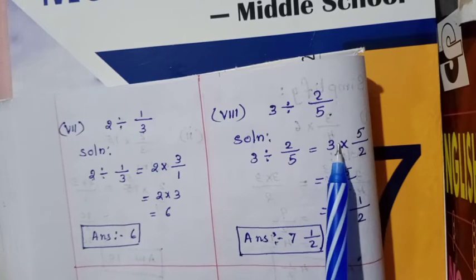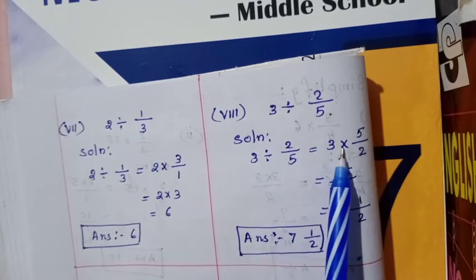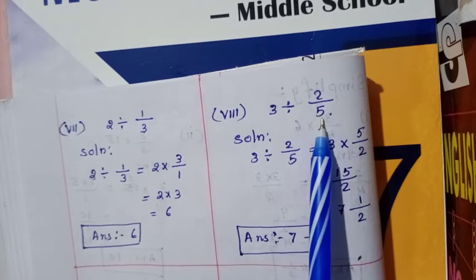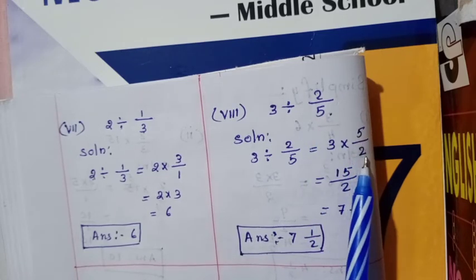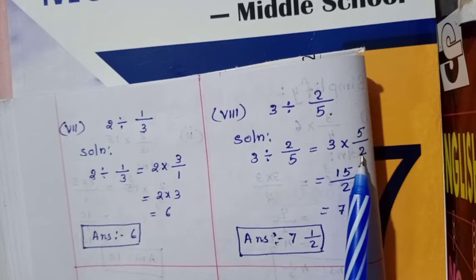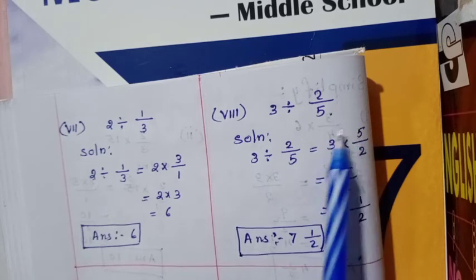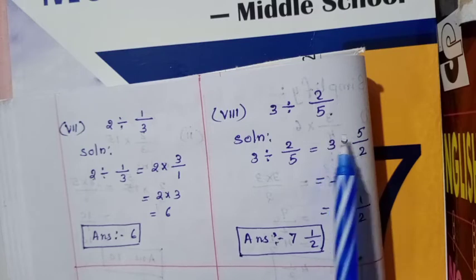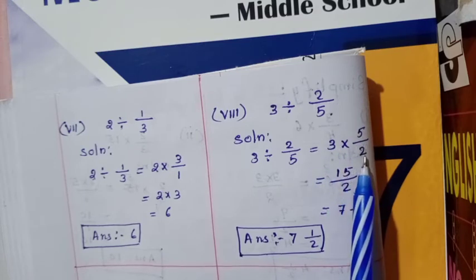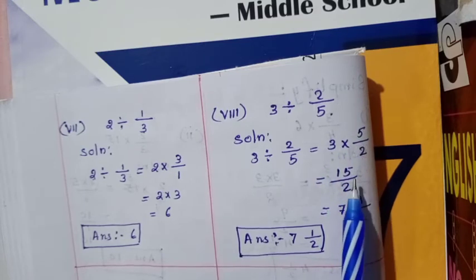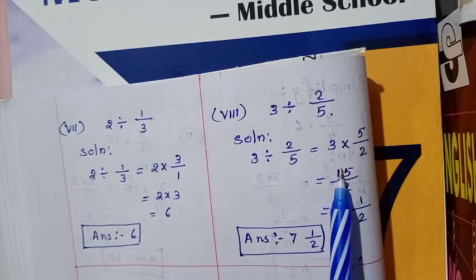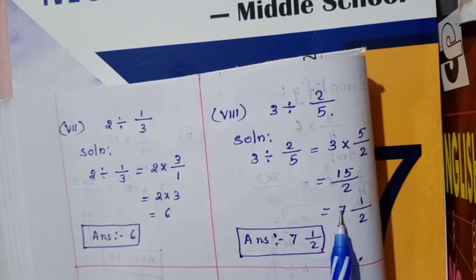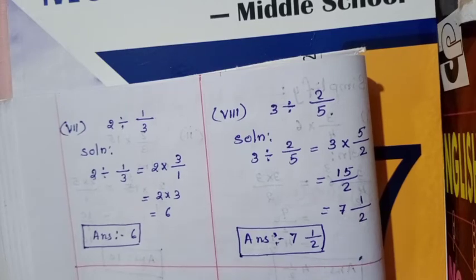Then for division, we are changing it into multiplication. If you write into, then the reciprocal of 2 by 5 is 5 by 2. Then 2 is in the denominator, 3 and 5 in the numerator. You cannot divide any number here. So 3 into 5, 15 by the same denominator 2. Now the numerator is the bigger number, so divide and get the mixed fraction, that is 7 1 by 2 is the answer.